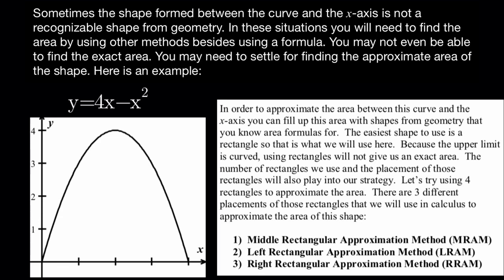Sometimes the shape formed between the curve and the x-axis is not a recognizable shape from geometry. In these situations, you will need to find the area by using other methods besides using a formula. And so you may not even be able to find the exact area in those situations. You may need to settle for finding an approximation of the area to the shape.